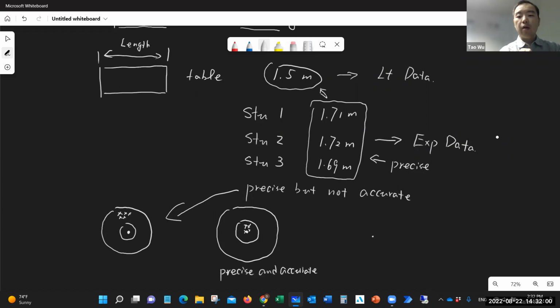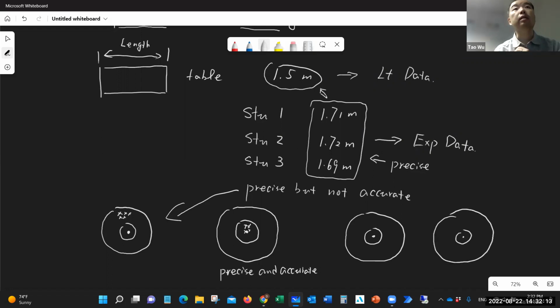Okay, so how about not precise and not accurate? And there's another one: accurate but not precise. Okay, so let's talk about this target. If we say not accurate and not precise.